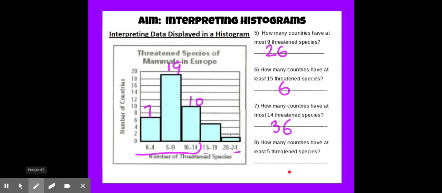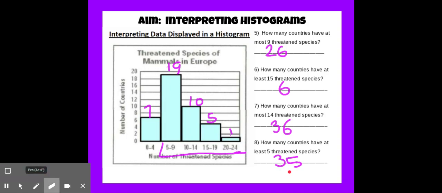Okay? And then the last one says how many countries have at least 5 threatened species. So that would be adding up the total from here on to the end. So then we're going to add 19 and 10, which is 29, plus another 5, which is 34, plus 1, which is 35. So really, that's what we're going to be doing today: being able to read the different questions, figure out what part of the graph it's associating with, and then answer the question. All right, pause the video and get this down. We're going to move on to the last couple.